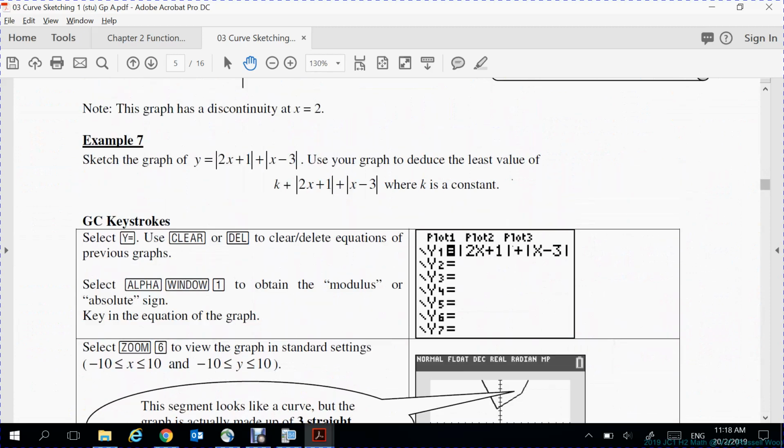Okay, example 7. I need to pause the recording.